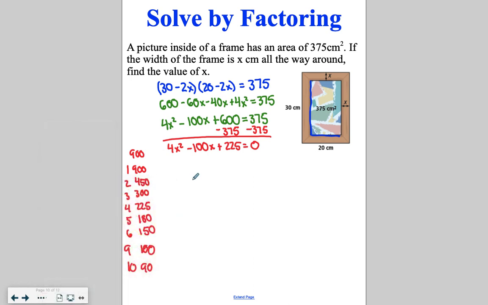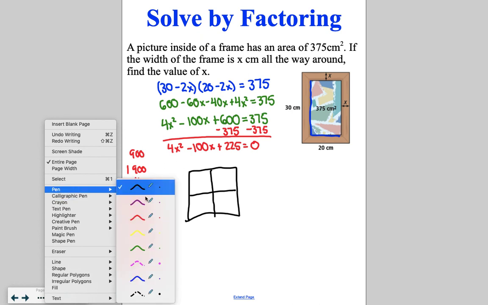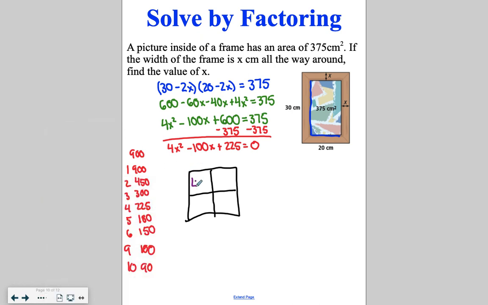So I'm going to go ahead and set up my box now because I have a number in front of x squared. So we have to set up the box. So that first term goes in front. That gives us 4x squared in front. And then to use 10 and 90 to get to negative 100, I'm going to plug in negative 10x and negative 90x. And then we've got our 225 in that last box.